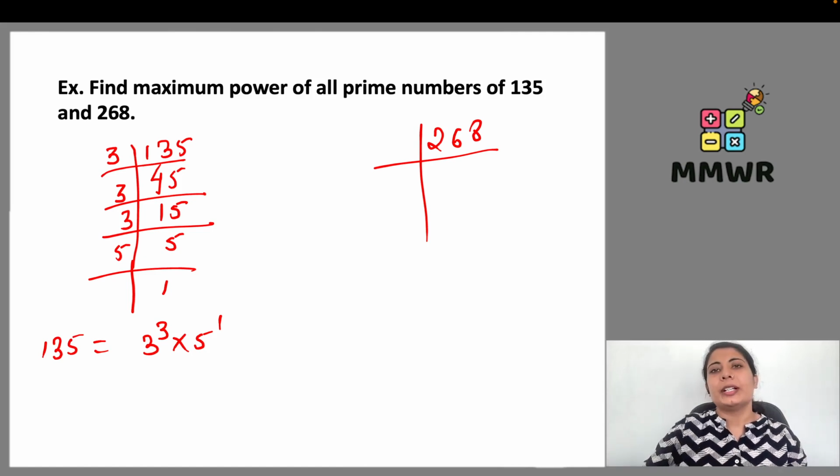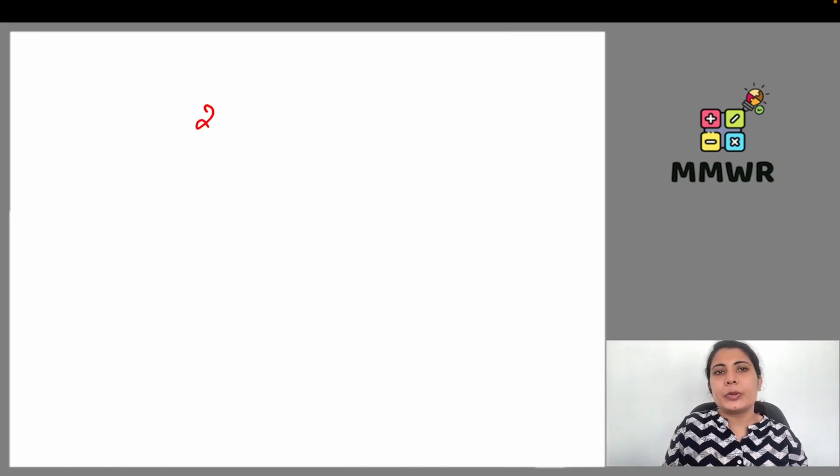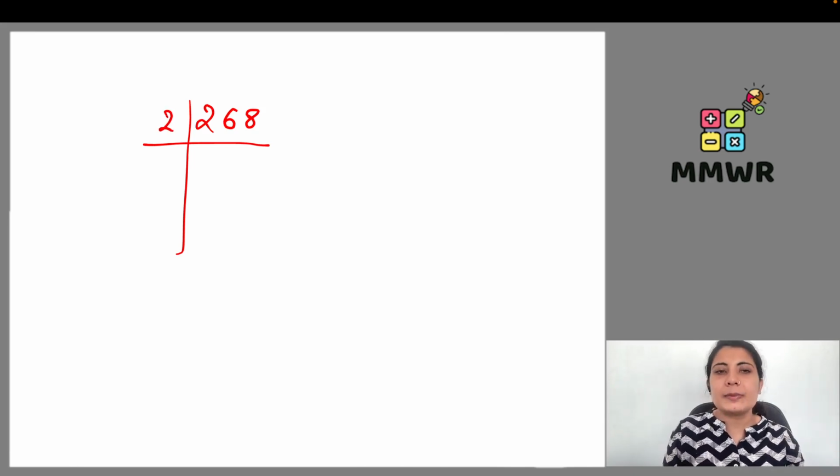Okay. So now it's time to divide this 268. I will be doing it on the next page. 268. By 2 it is clearly divisible, we can see.